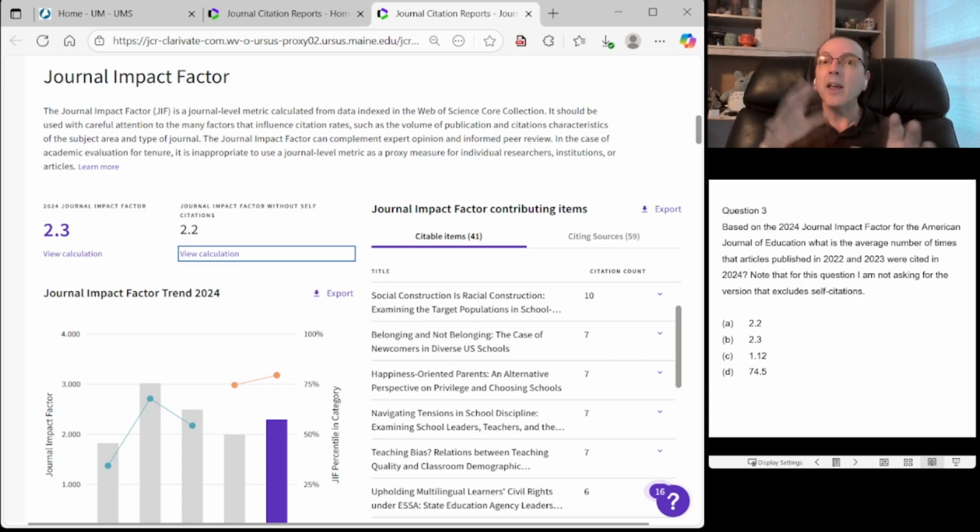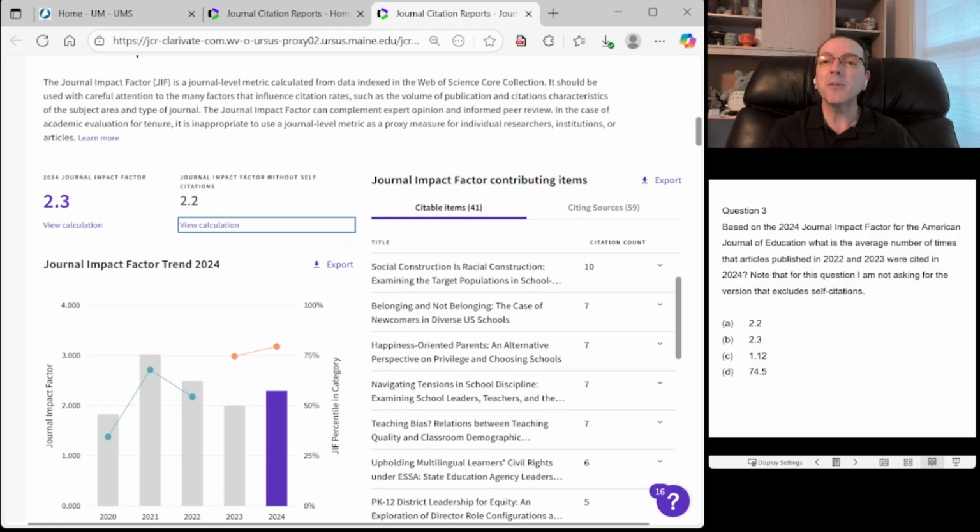They're doing well in the discipline of education. And if I look down here, 2.3, there it is. Our answer is B, 2.3. Also, notice I did say specifically I'm excluding the self-citation, so we don't want that value. So 2.3 is our answer for question 3.